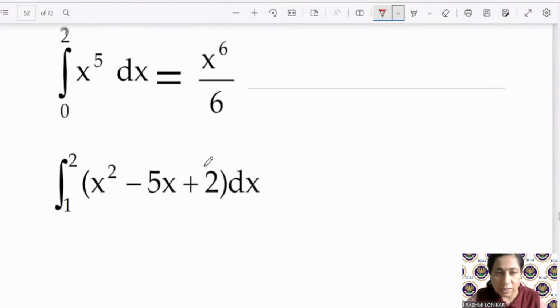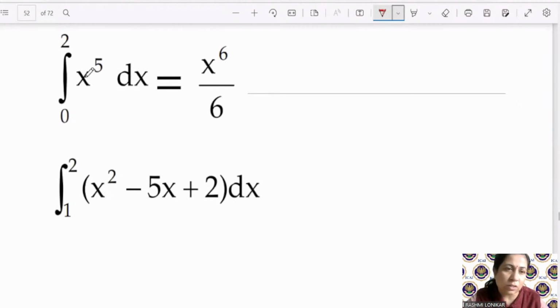So let us see this. Okay. Here, what is happening? My function is x raised to 5 and it is going from 0 to 3. So, okay, I've already written the answer. Okay.